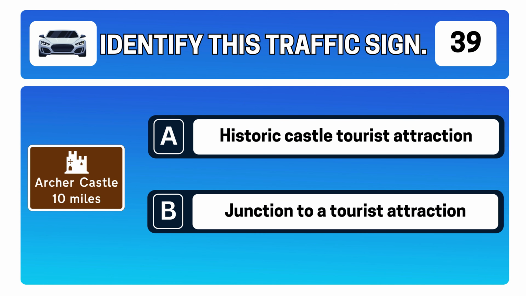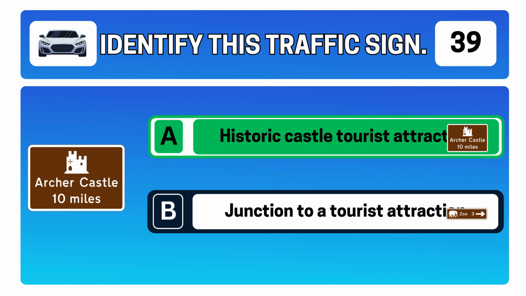Identify this traffic sign. A. Historic castle tourist attraction. B. Junction to a tourist attraction. Correct. This sign marks a historic castle tourist attraction.